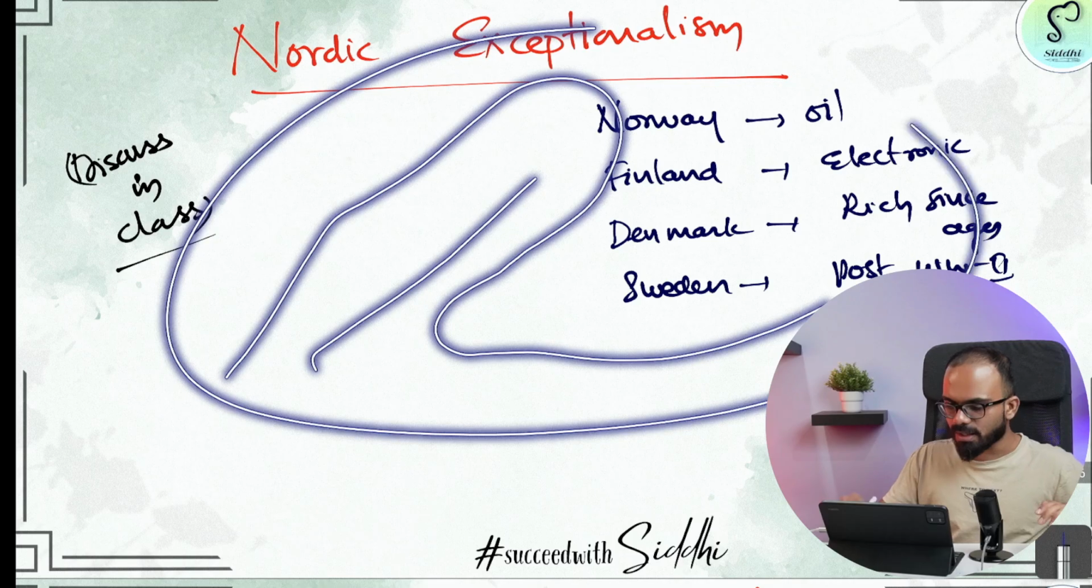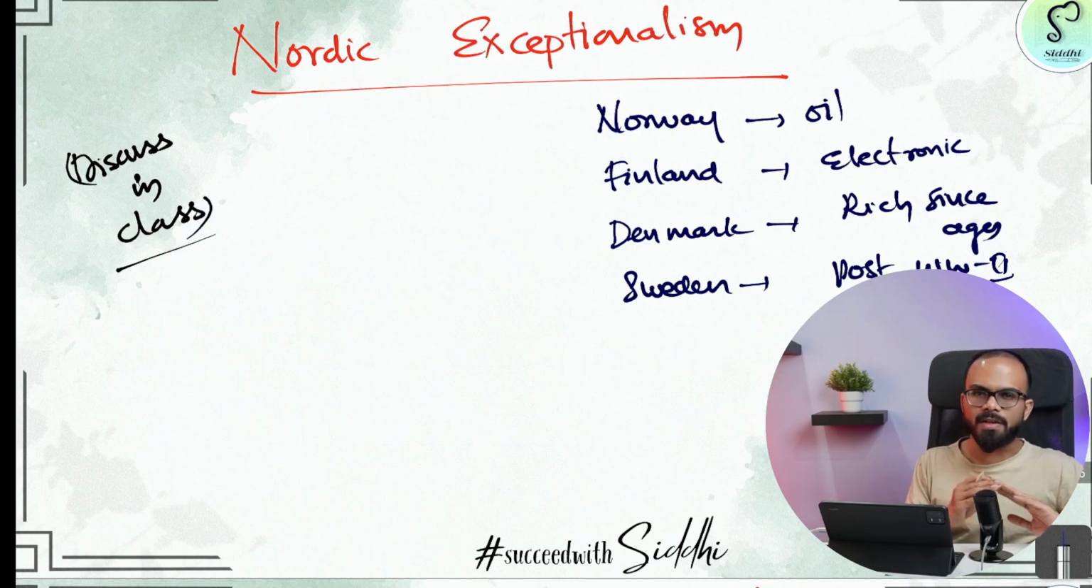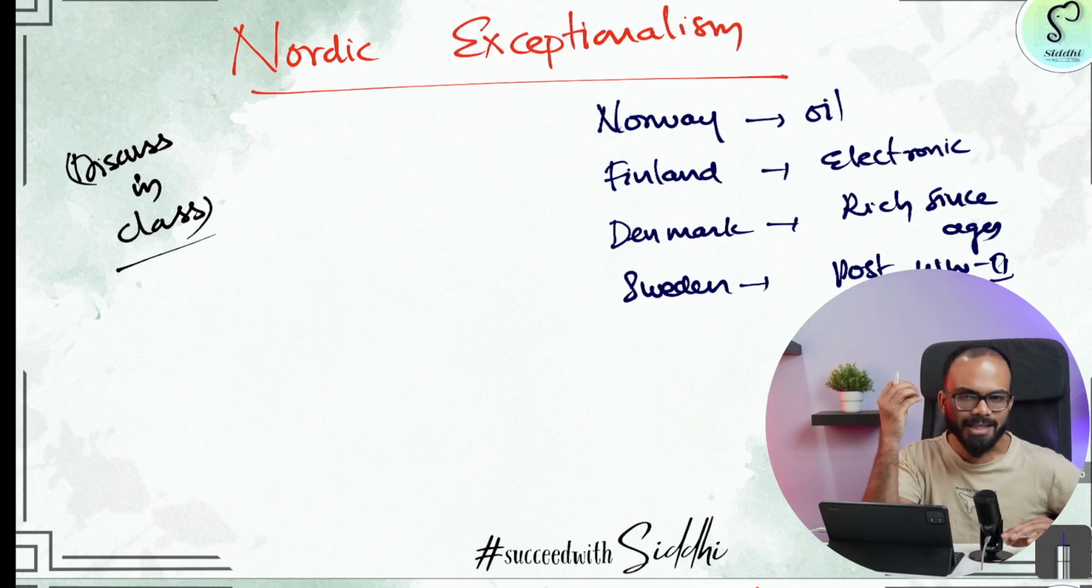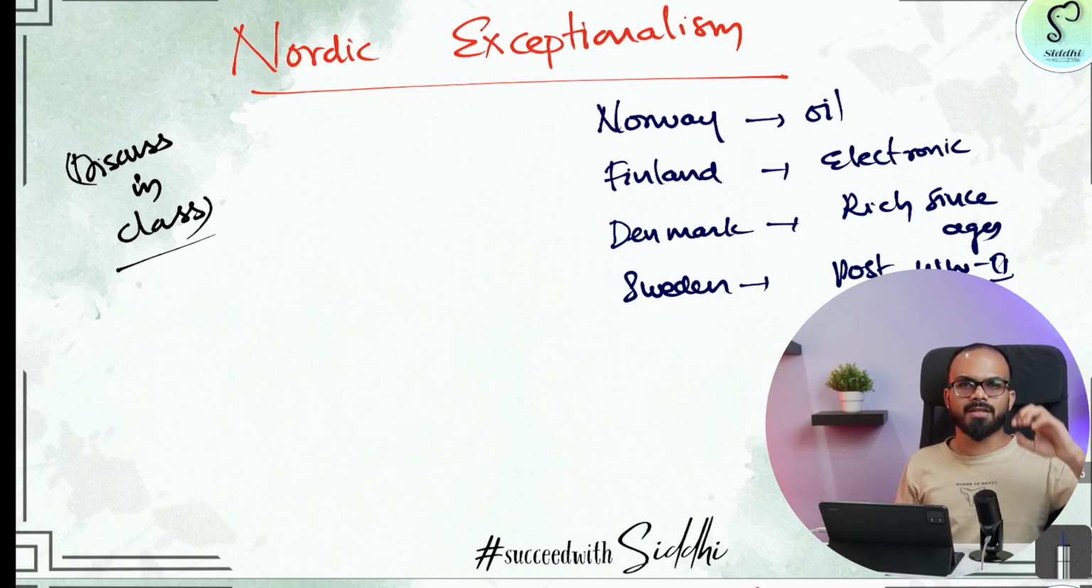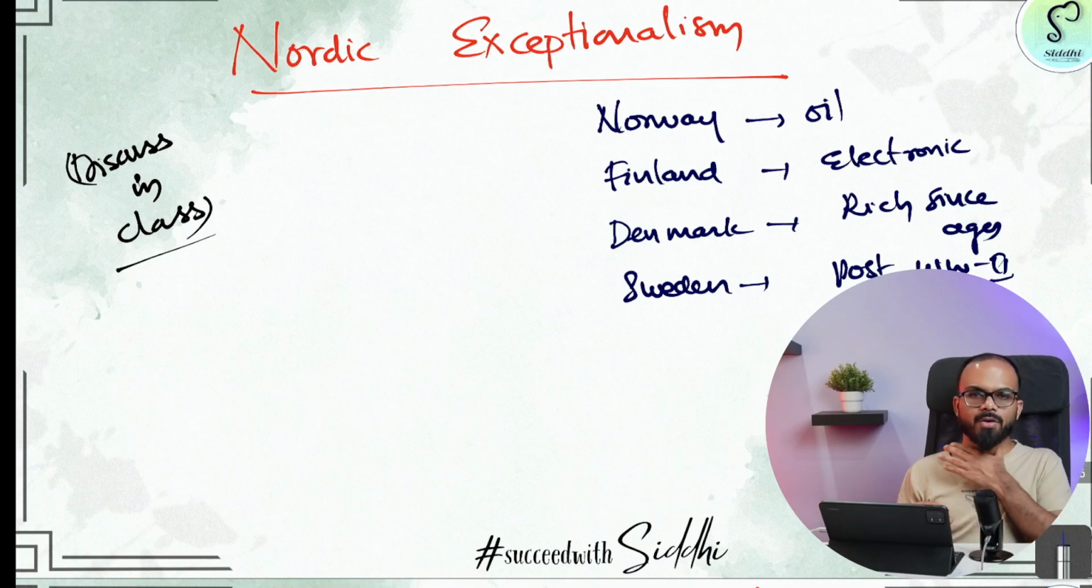These countries are considered exceptions because they always top these indices, and this way in which these countries are topping these indices is known as Nordic exceptionalism. It is because of various reasons. For example, Norway is a very huge oil economy. Finland is known for its electronics; Nokia is from Finland. Denmark has always been a rich country since ages, and it is a beneficiary of colonialism. And Sweden developed after World War II.